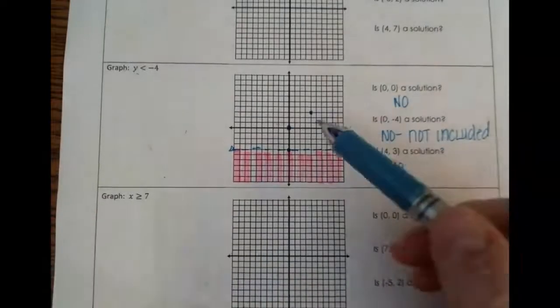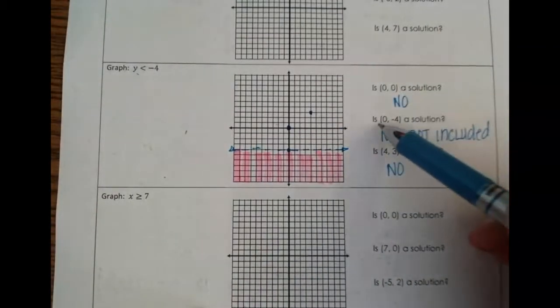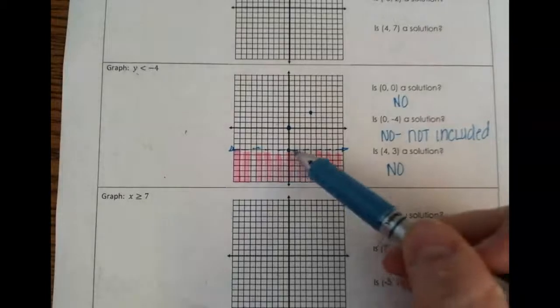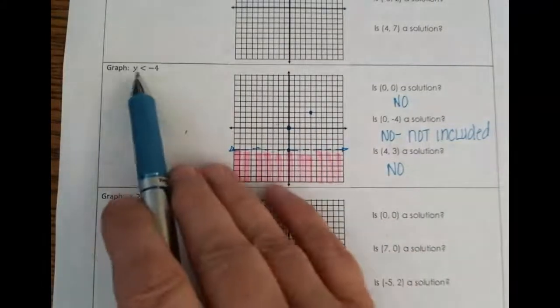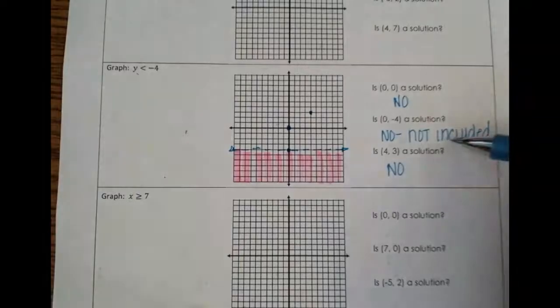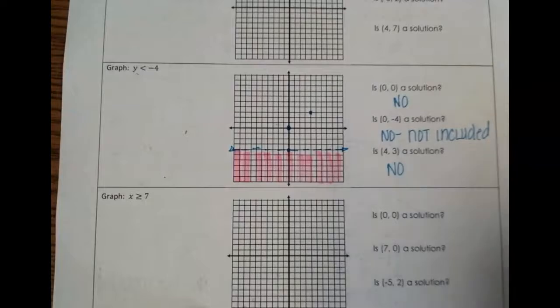All right, so 0, 0, not in the shaded area, not included. How about 0, negative 4? 0, negative 4 is on the line, but the line is not included because it's not an equal to symbol. So 0, negative 4 is not a solution. And 4, 3, again, not in the shaded area, so it's not a solution.